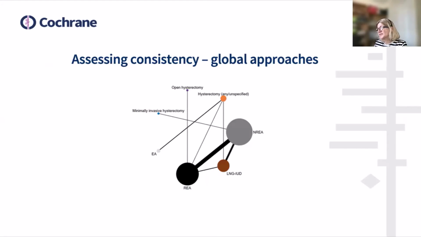We can use models to assess inconsistency in a whole network. That's the global approach. These models take into account the IFs of all the loops in the network. Here is the network again, which shows the comparisons between interventions for the outcome of patient satisfaction. The authors reported that the p-value of the inconsistency model was 0.25, so they did not find statistically significant inconsistency.